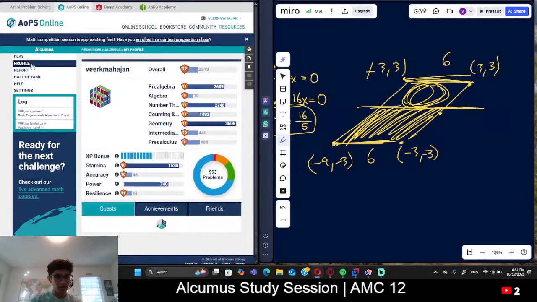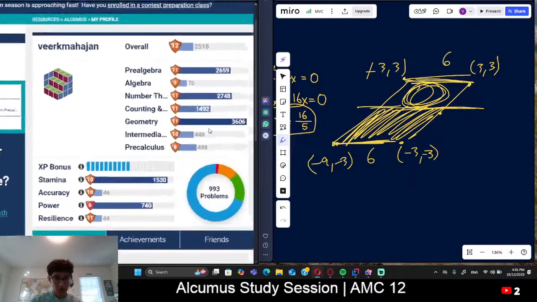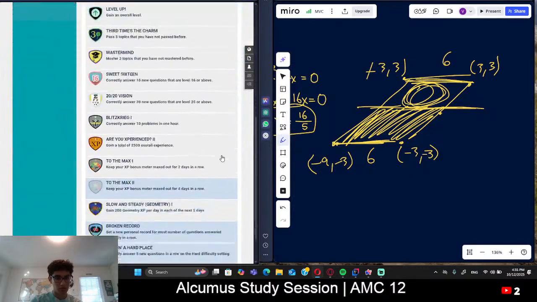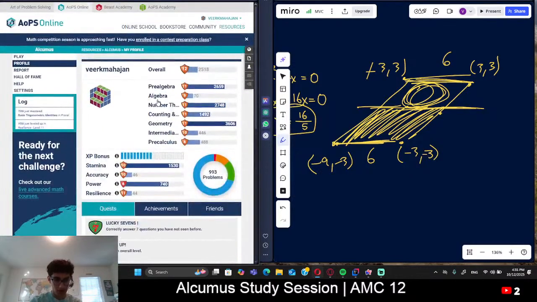But let's actually quickly take a look at the profile now. I think geometry is now finally my top section. 993 problems. I'll get to 1,000 probably today or tomorrow later on. I'll do that on stream as well because it's good.